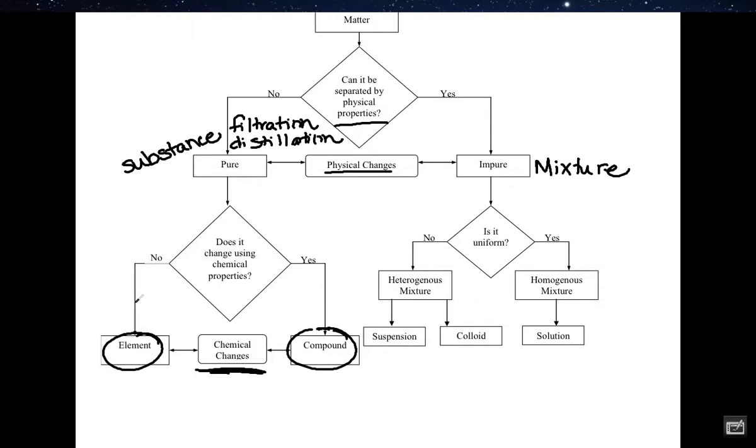On the mixture side, I look, is it uniform? In other words, is it mixed evenly? Are all of the pieces when I take samples the same? If not, then it is heterogeneous, which includes a suspension and a colloid. If it is, then it's a solution, and you can actually add an alloy off of here if you would like. So hopefully that ties together some of the last bits of our unit, the last couple of pieces that we have talked about.